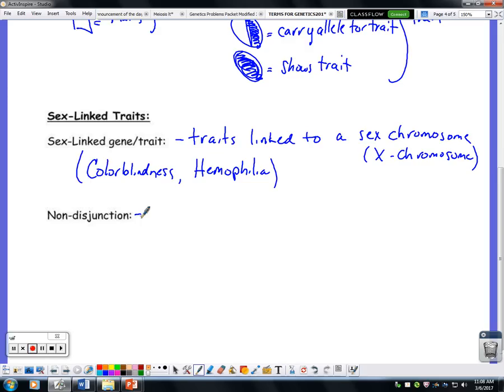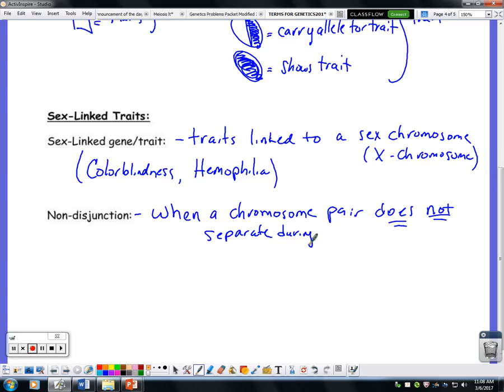When a chromosome pair does not separate during meiosis 1, that is going to lead to some abnormalities, chromosomal number abnormalities. Now, if you do not have any more room in the back of that page, grab a second sheet of paper because I'm going to talk to you and diagram some of these chromosomal number abnormalities.